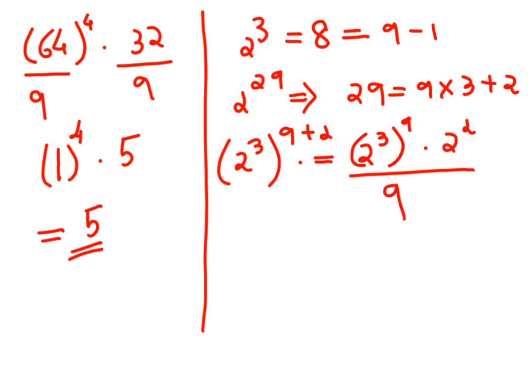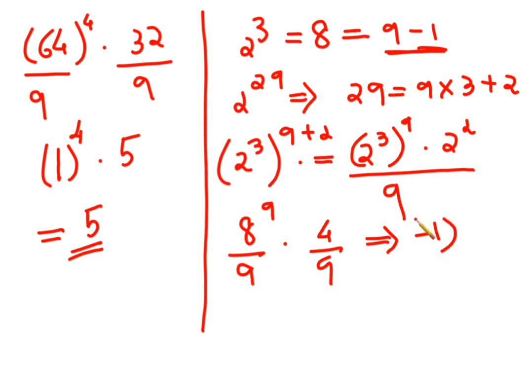So this, we can write this as what? 8 raised to 9 upon 9 into 4 raised to 9. Now 8 is basically what? It is 9 minus 1. So the remainder when you divide 8 by 9 is minus 1, multiplied by 4 divided by 9, the remainder is 4. Okay, so your remainder is coming out to be minus 4.